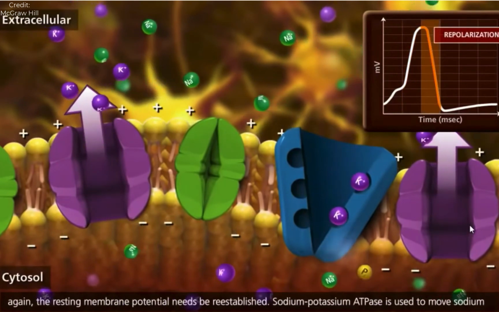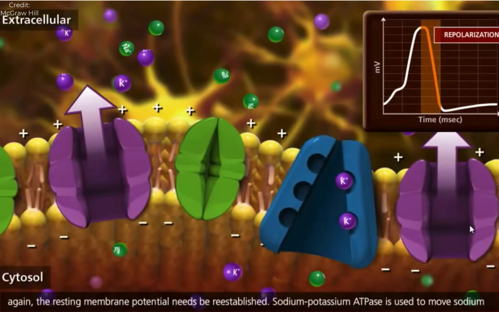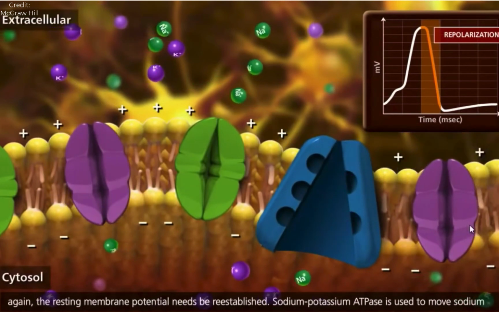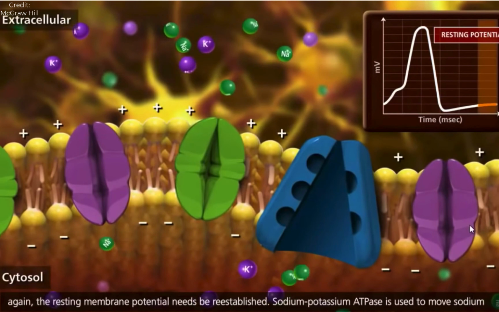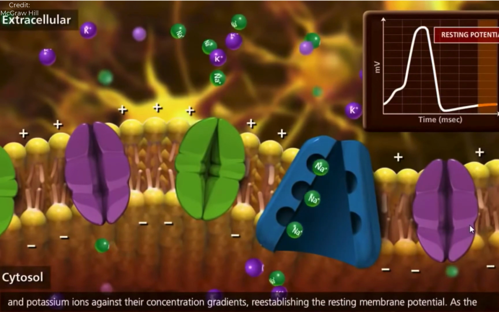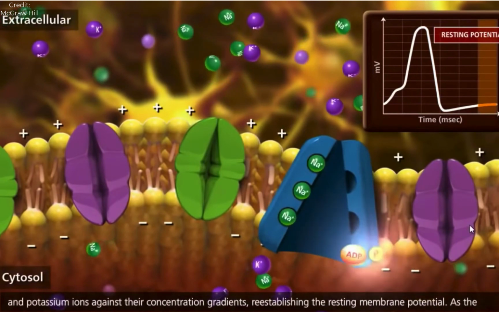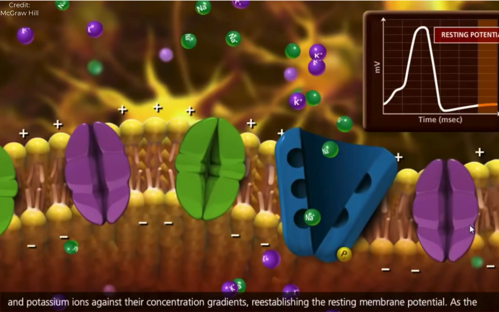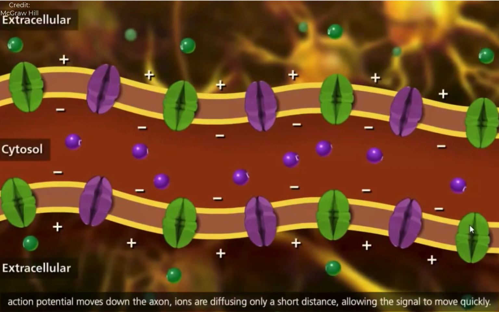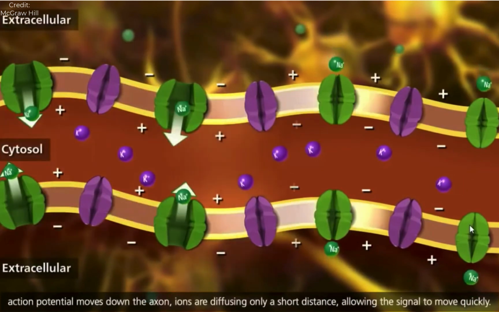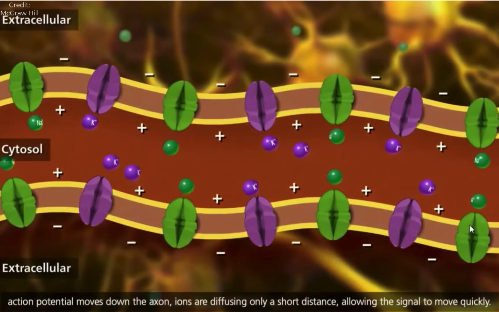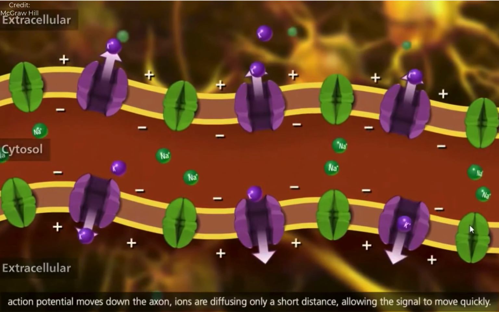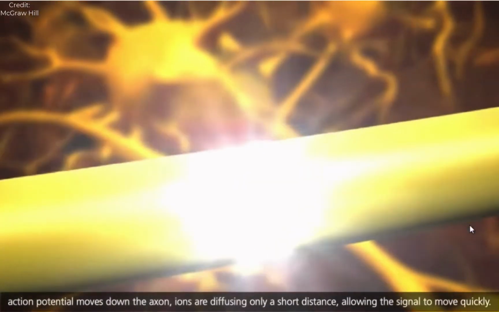For the neuron to fire again, the resting membrane potential needs to be reestablished. Sodium-potassium ATPase is used to move sodium and potassium ions against their concentration gradients, reestablishing the resting membrane potential. As the action potential moves down the axon, ions are diffusing only a short distance, allowing the signal to move quickly.